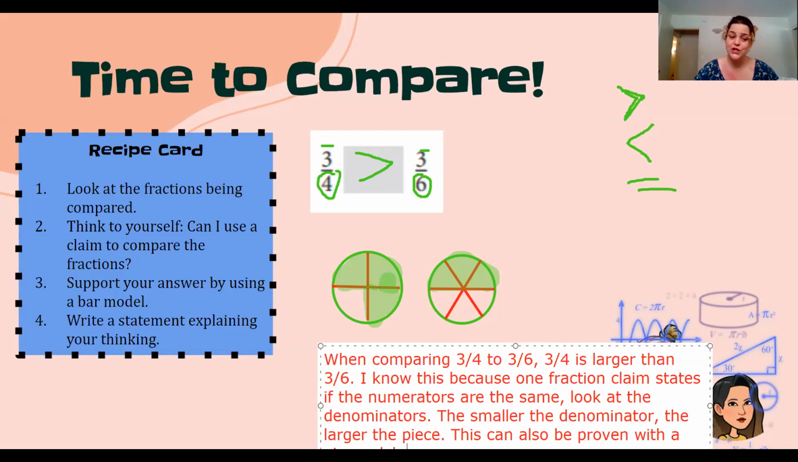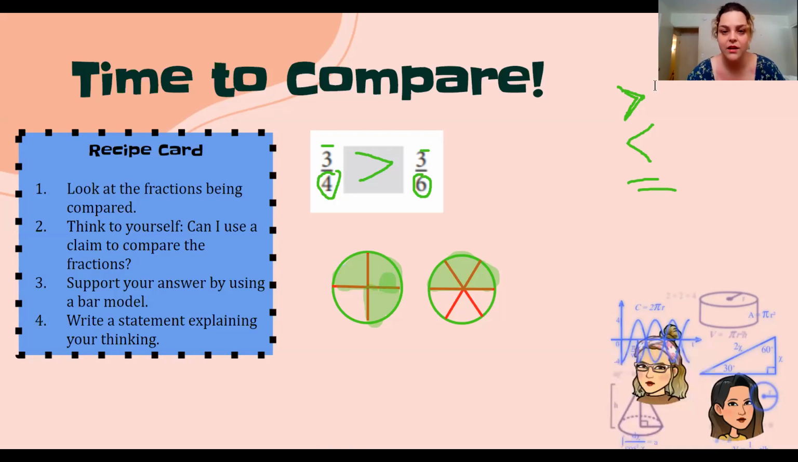Beautiful. Wow, what a juicy statement. When comparing 3/4 to 3/6, 3/4 is larger than 3/6. I know this because one fraction claim states if the numerators are the same, look at the denominators. The smaller the denominator, the larger the piece. This can also be proven with the pie model. Voila. Beautiful statement. So make sure you copy it down and you are ready because I'm about to clear all drawings.